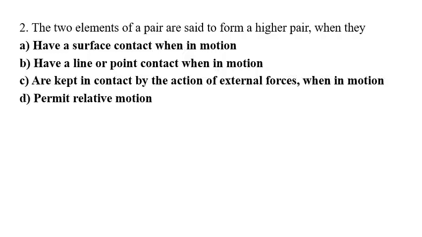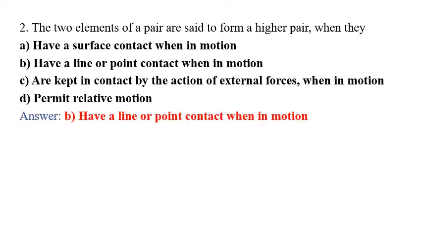What they have mentioned is a higher pair. Okay, so we should know what is higher pair and lower pair. Higher pair usually has a point or line contact. Surface contact usually is a lower pair. So in the question they have mentioned the higher pair, so you should think of the answer with higher pair related contacts, nothing but line or point contacts. So the answer is have a line or point contact when in motion.